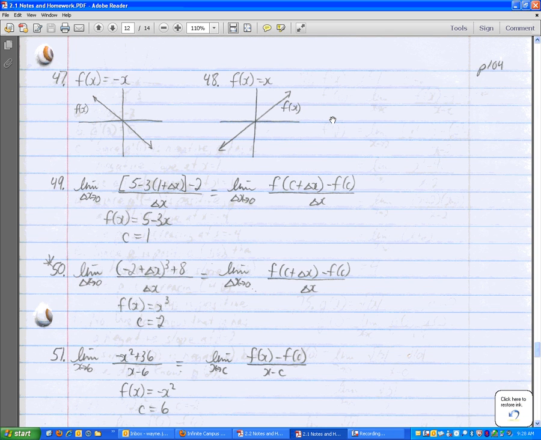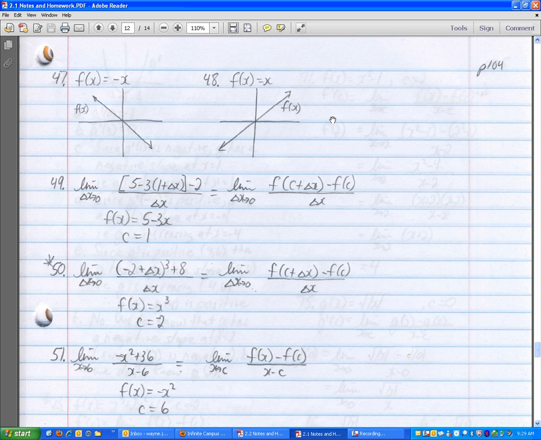All right, on 47, it says sketch a graph of a function whose derivative is always negative. Well, I kind of cheated. We know that the slope of a tangent line can also be called the slope of the graph. So if the slope of the graph is negative, then the slope of the tangent line is negative, and the derivative is negative. So I just drew a line with a negative slope.